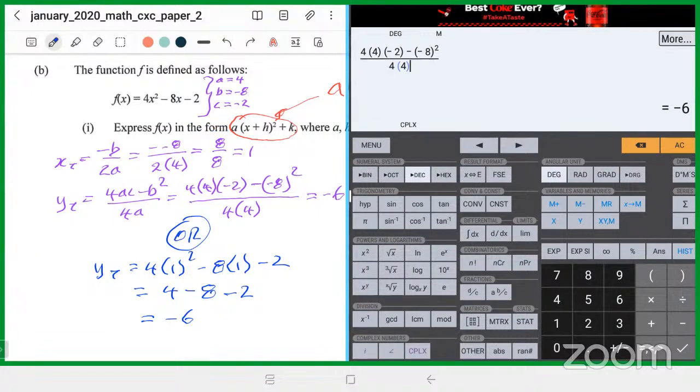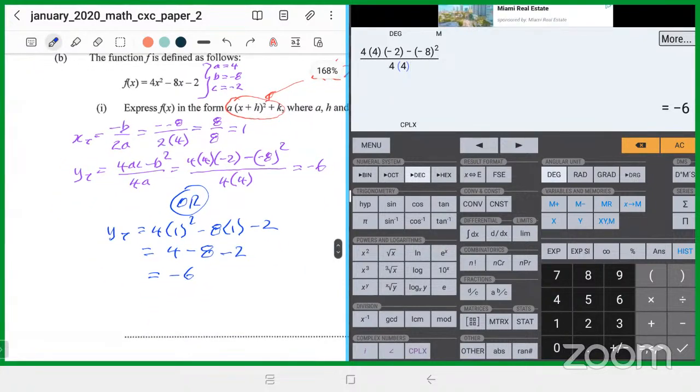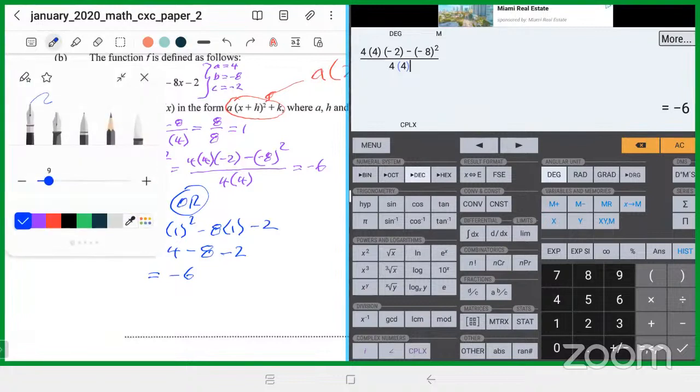Understand what I've said, students? Yes, sir. So you know a second way to find yt. Very good. So if you never learn anything today, you learn that. All right. So the yt is -6. So know that the xt is that and the yt is that. We can write the function.